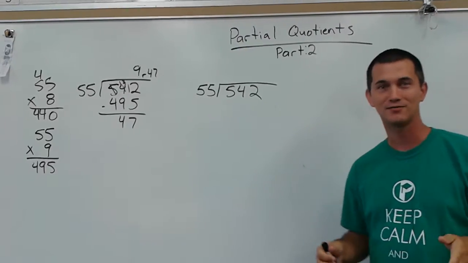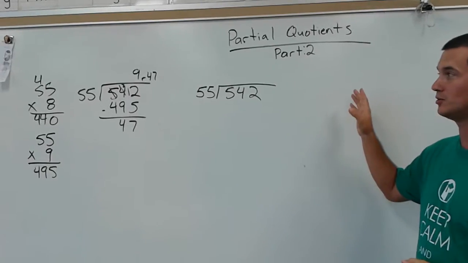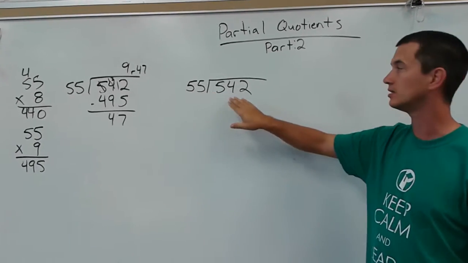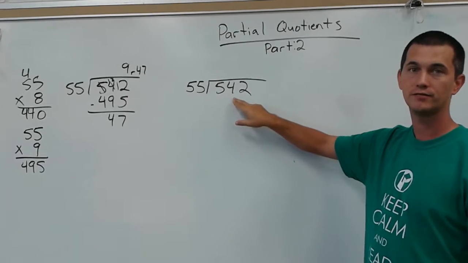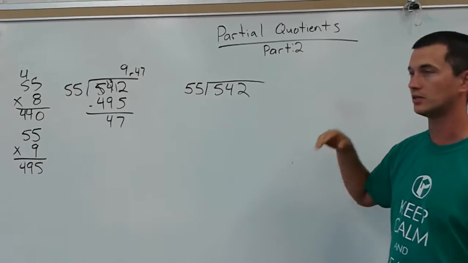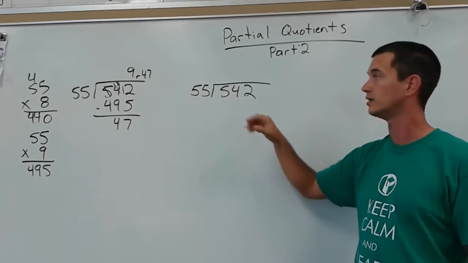Alright, we're back again for Partial Quotients episode 2, and this is what we're going to do if the divisor doesn't fit immediately into the dividend, the first two numbers. So they're going to start to see this, and you can actually use this even if the divisor fits in more than once in the dividend.